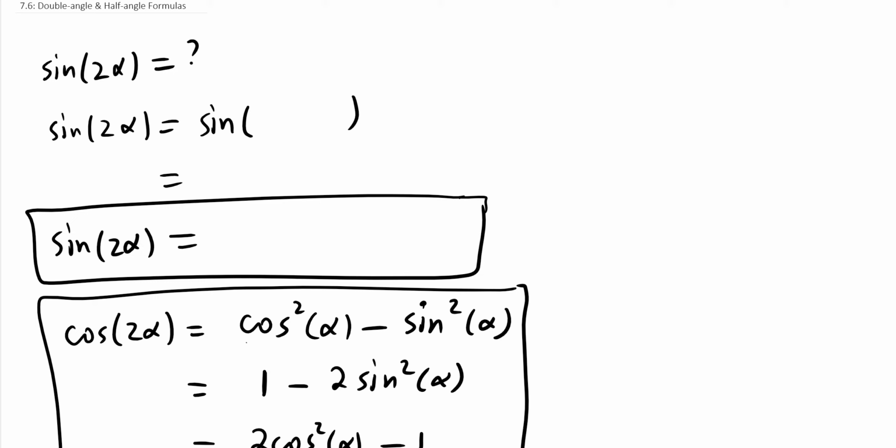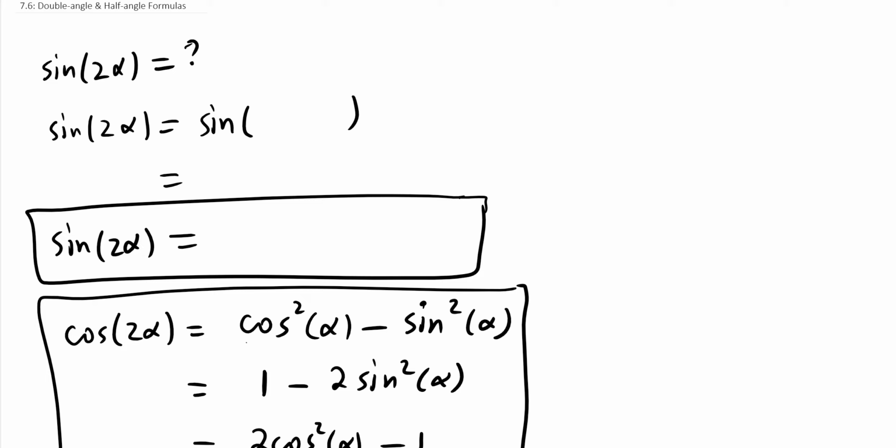Section 7.6, double and half angle formulas. Is there a formula for sine 2 alpha and cosine 2 alpha? The answer is yes. 2 alpha means double, we're doubling the angle alpha. That's why we call it the double angle.